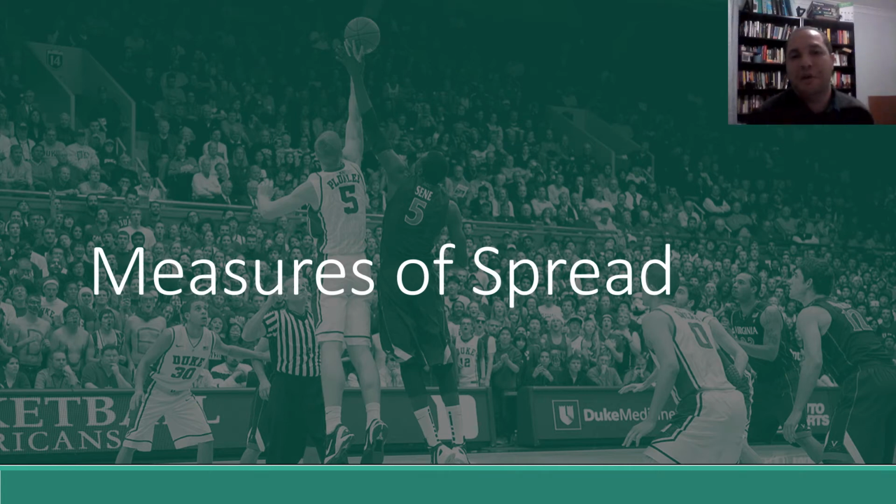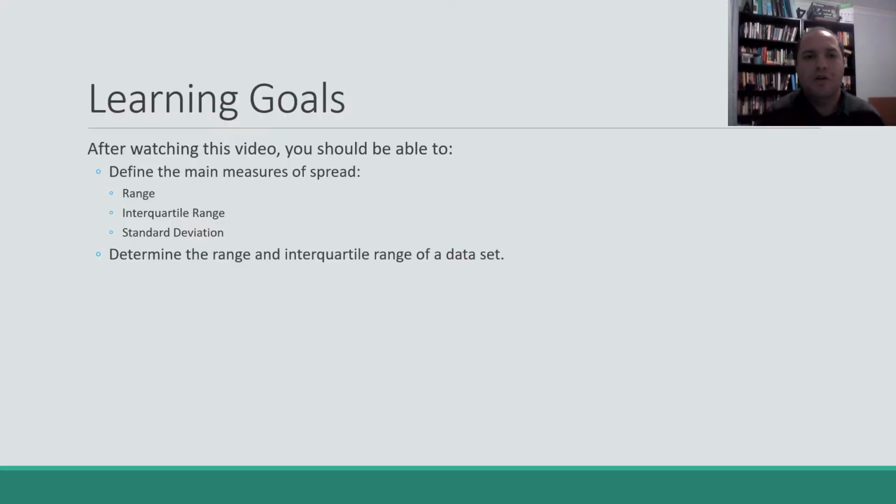As students, in this video we're going to look at how to use the measures of spread to describe and compare data. After watching this video you should be able to define the main measures of spread, so range, interquartile range and standard deviation, and then you should be able to determine the range and interquartile range of a data set by hand.